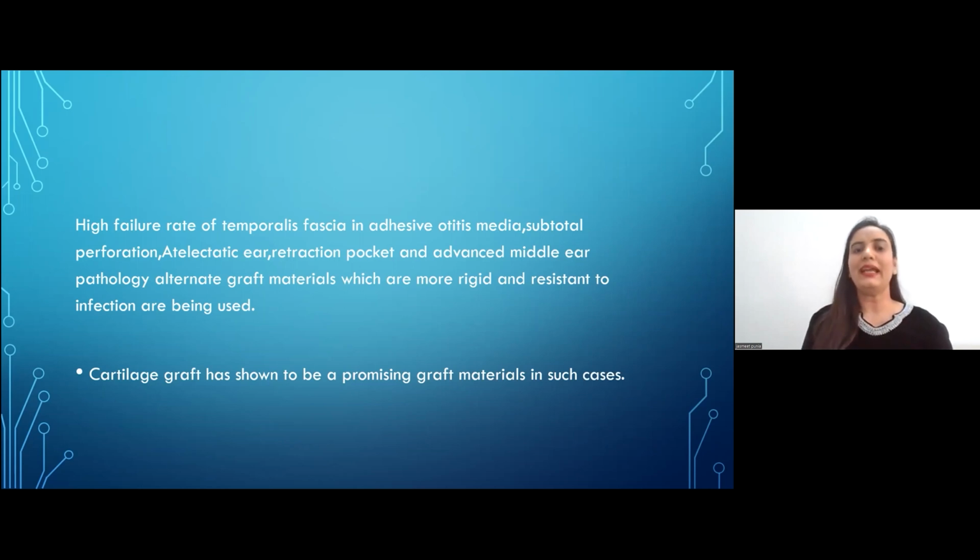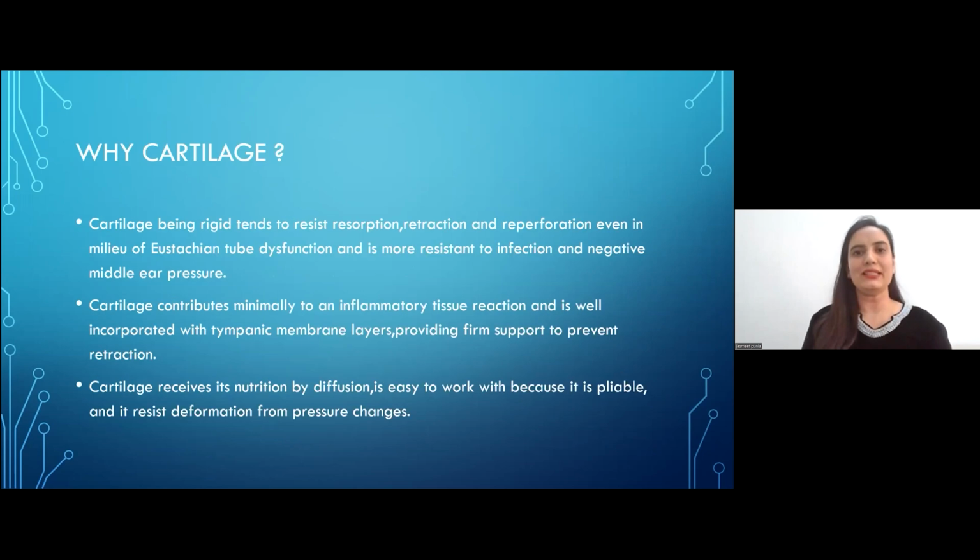and cartilage graft has been shown to be a promising graft material in such cases because cartilage is rigid and it tends to resist resorption, retraction, and reperforation even in the milieu of eustachian tube dysfunction, and it is more resistant to infection and negative middle ear pressure.